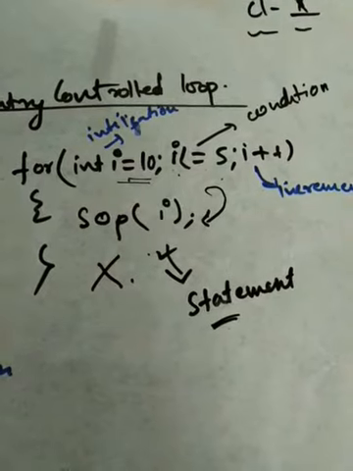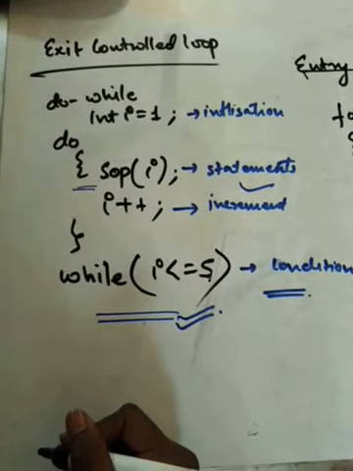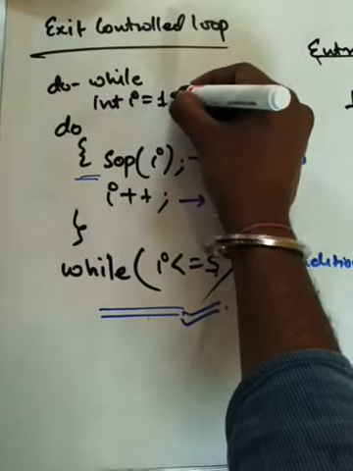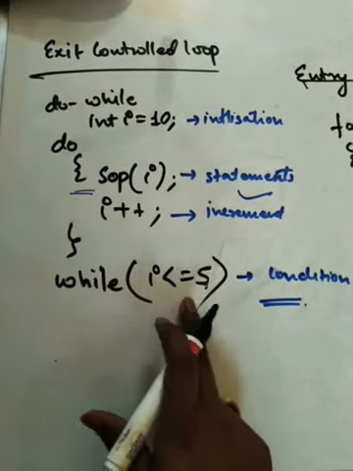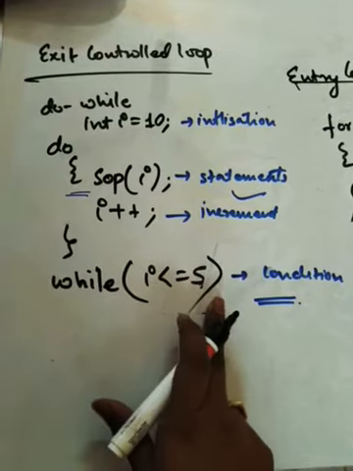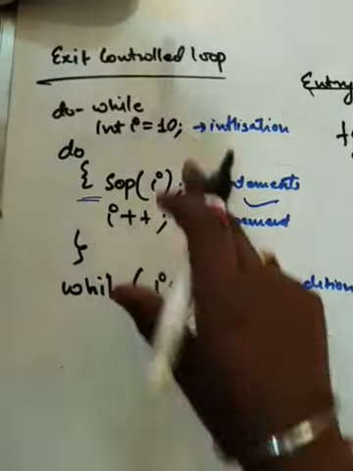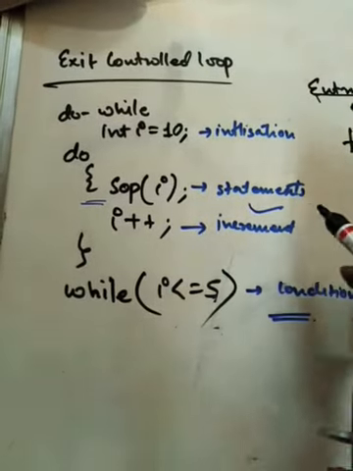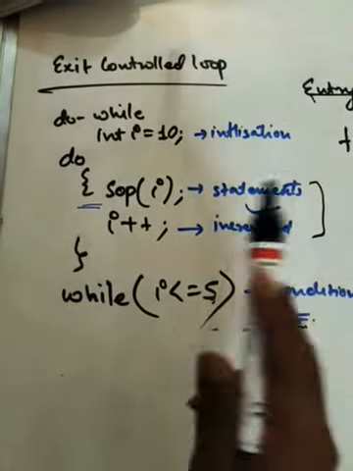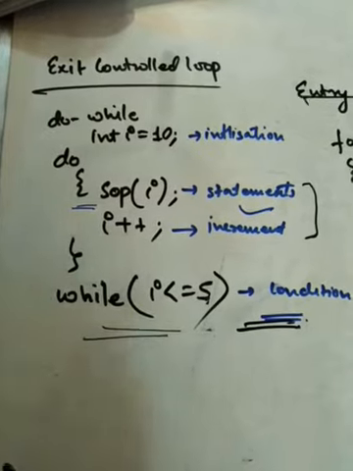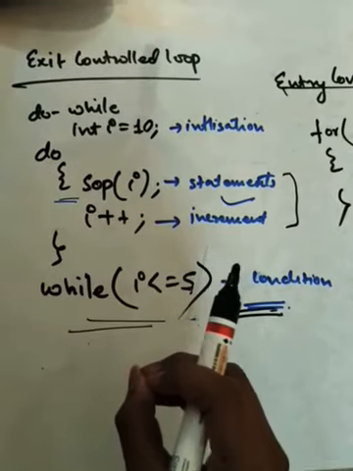Now we come to the exit control loop. If you see in case of your do while loop, the exit control loop, what will happen? If I change the I value to 10, the condition will become false. Is 10 less than or equal to 5? No, 10 is not equal to 5. Understood? The condition will be false if I put the value of 10, but since the statements and the increment are above your condition, they will get executed before the condition is executed. So the statements get executed before the condition is checked. Clear?